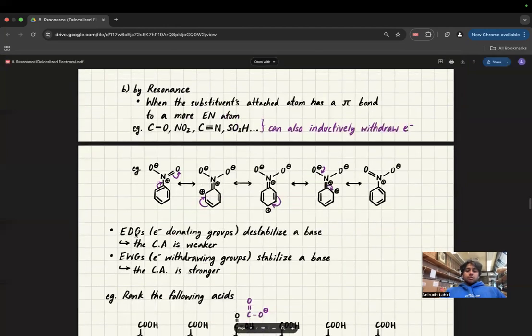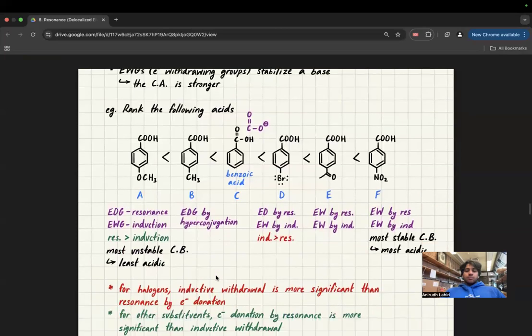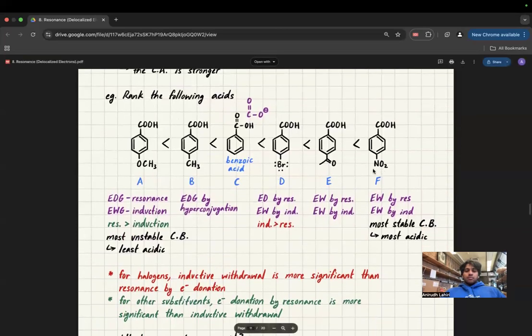Okay. Electron donating groups destabilize the base, so the carboxylic acid is weaker. Electron withdrawing groups stabilize the base, so the carboxylic acid is stronger. So when we rank these, what's going on here? This is electron withdrawal by resonance and electron withdrawal by induction. This is the most stable conjugate base, basically because we have the most spreading out of charge. This is pulling electron density. This is also pulling electron density.